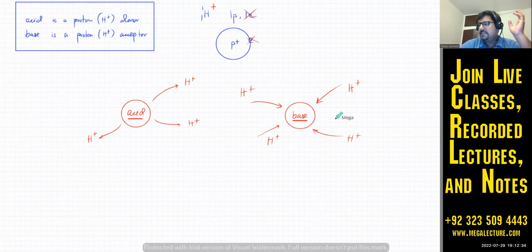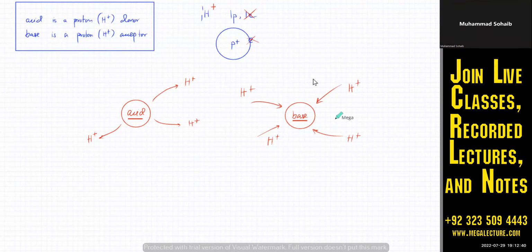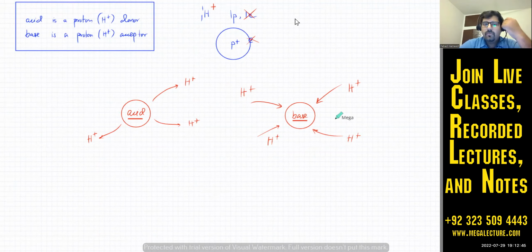It's clear, no one has any questions? Okay, so the next thing is, why is H plus 1 so important? Why are we giving this thing so much importance? What does it matter if someone releases H plus 1, or someone accepts H plus 1? Why is that even important? Why is that even relevant?